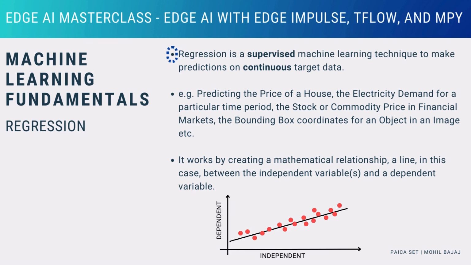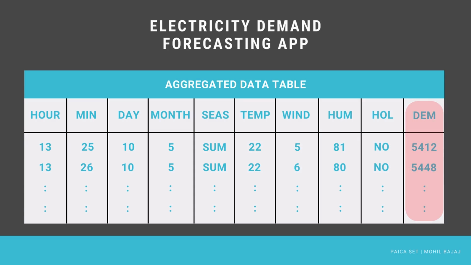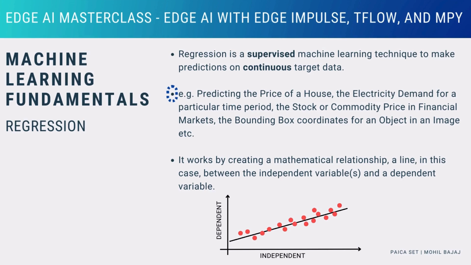Regression is a type of supervised learning technique used to predict continuous outcomes. Imagine you're interested in predicting the price of a house based on its size and location. Or perhaps you want to forecast the electricity demand for a building or a city based on historical data. Or maybe the price of a stock or the location of an object in an image. In all these cases, you would need to build a regression model.